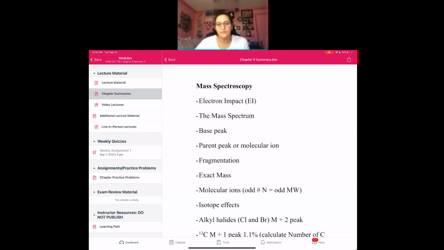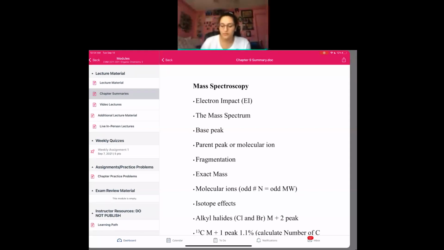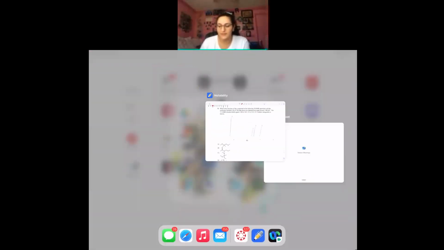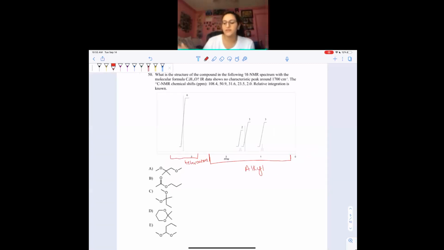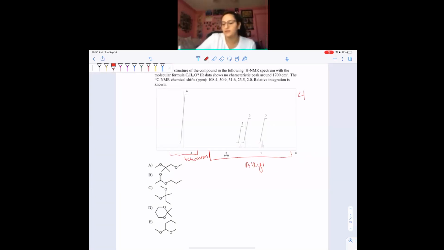No worries. Okay, so done with that. Let's go back to here. Alrighty, so another one of these spectrum ones. This is one where I would say, okay, there are two different chemical shift regions: alkyl, heteroatom. I just like to define that because it makes it easier. And first things first, we have 4 signals. So let's look at which one of these have 4 signals.